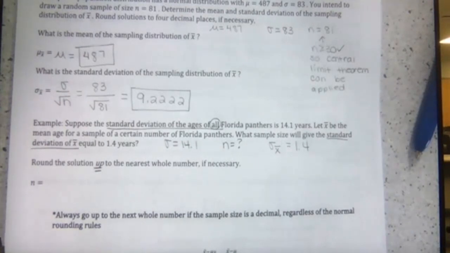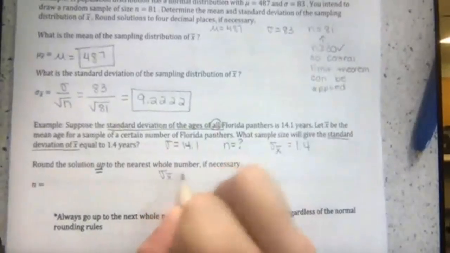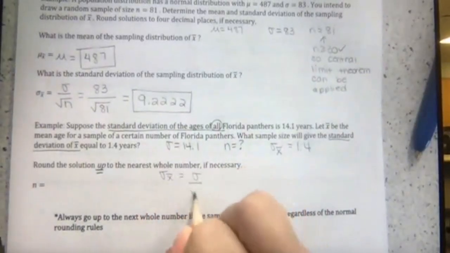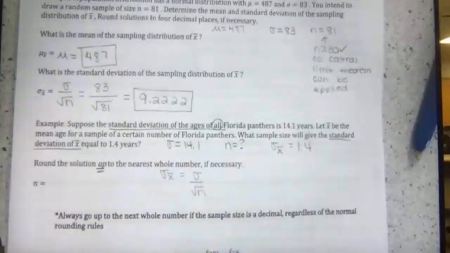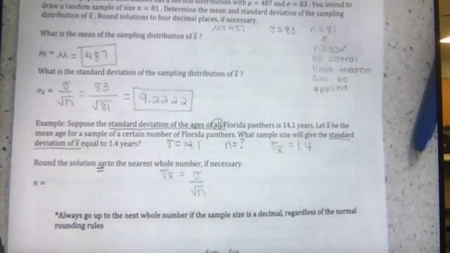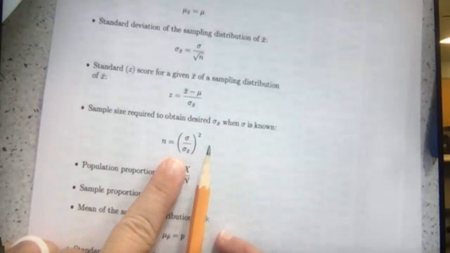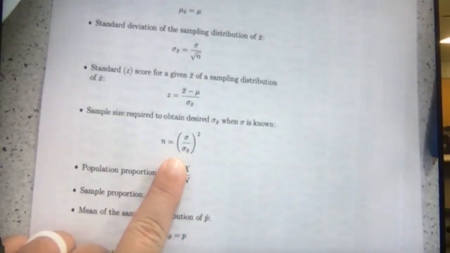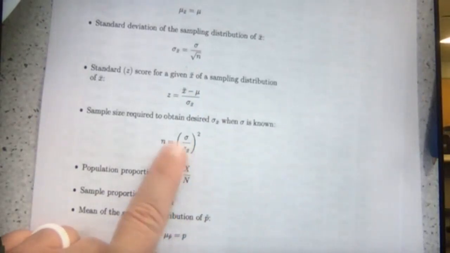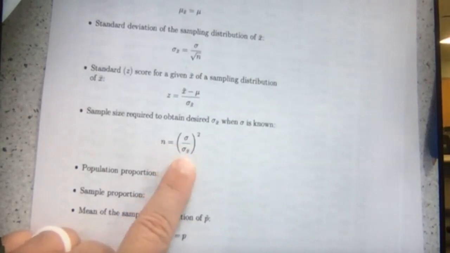So I could use our formula. Our formula says sigma sub X bar equals sigma over the square root of n. That's the formula we've been using. This formula is on your formula sheet. So speaking of our formula sheet, it automatically solves it for you. If you were to take this and solve for n algebraically, this is what you would get: n equals sigma over sigma sub X bar, squared. So it already gives us that formula on our formula sheet. So let's use it.